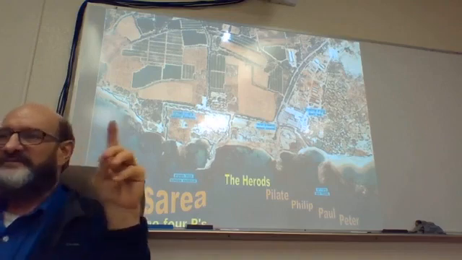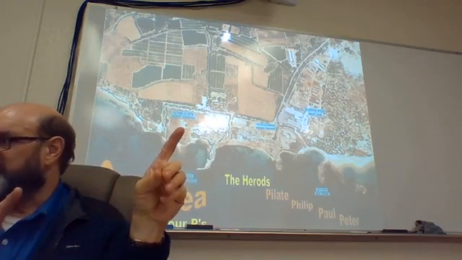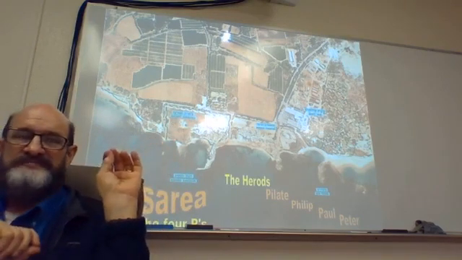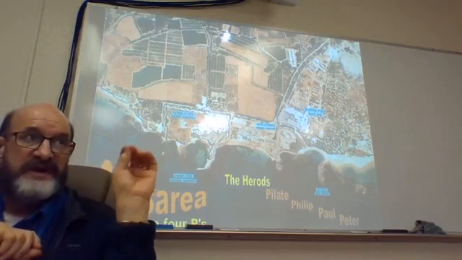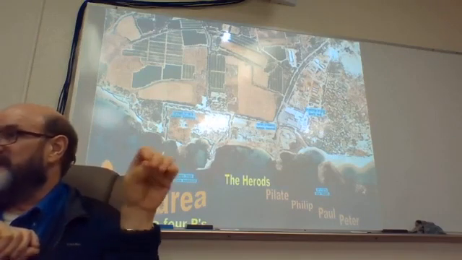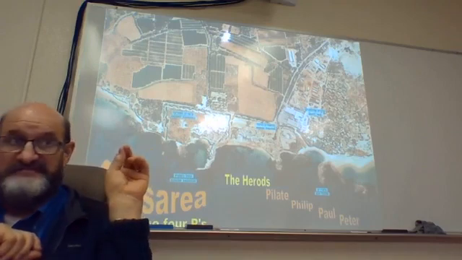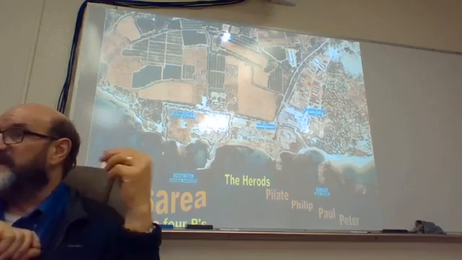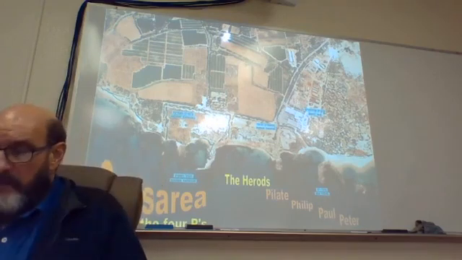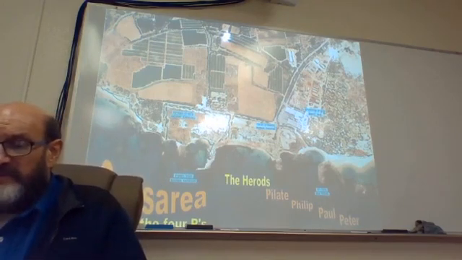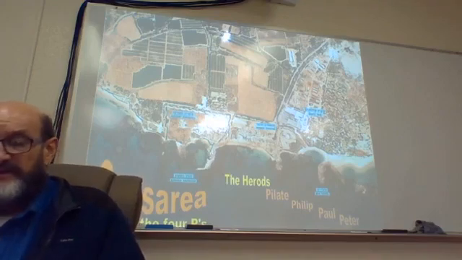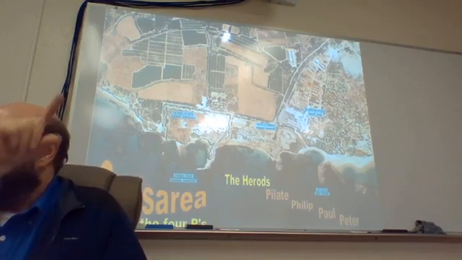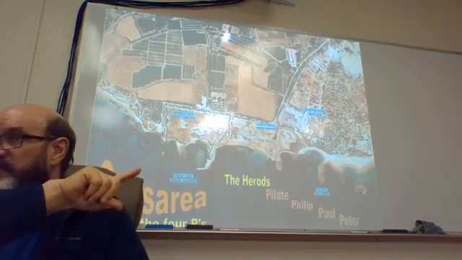The next generation, third generation, sees Agrippa, Herod Agrippa, ruling in Caesarea, right here. Herod Agrippa. And Herod Agrippa comes to hear the Apostle Paul give his testimony. Now, so we're looking at all these different Herods. Herod the Great, the first one, built the aqueduct to bring water to Caesarea.